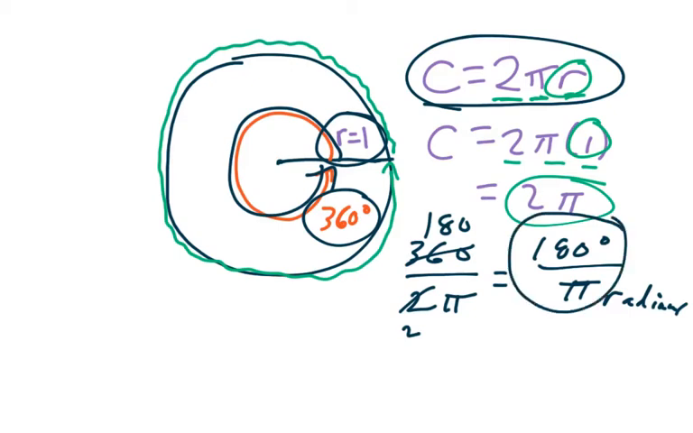So we have a conversion factor here. 180 degrees is the same thing as pi. We also could say pi is the same thing as 180 degrees, okay? So now we can use that to convert between one and the other.